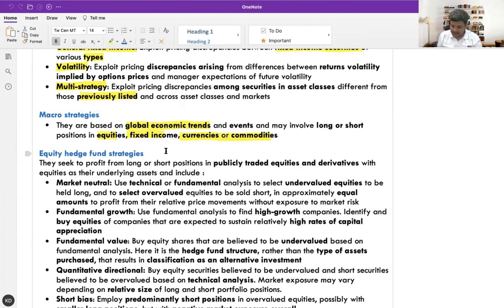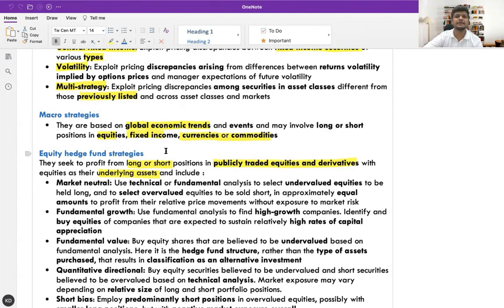Finally, you have equity hedge fund strategies. They are the ones who try to seek profit from long or short positions in publicly traded equities. Until now, you were discussing any type of instrument, but here the focus is publicly traded securities. Correct? So, publicly traded equities and derivatives with the equities as their underlying assets. So, here I will take one position in a listed stock and another position in their derivatives. Is that clear?